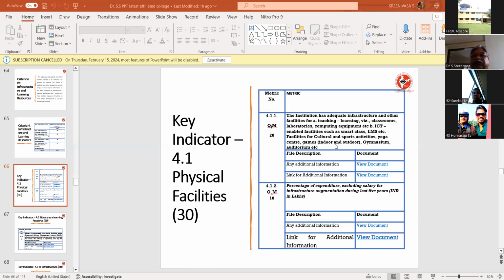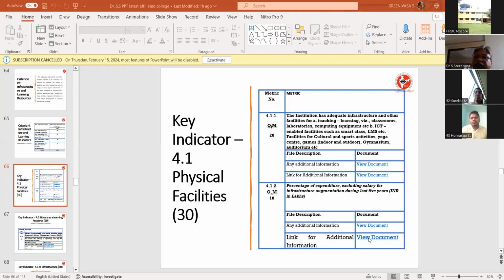In 500 words, you will be writing about this metric, and you have to give supporting documents. This is verified by the peer team member, and they will give the score accordingly. Percentage of expenditure excluding salary for infrastructure augmentation: what new things are added to the campus in that particular assessment year? How much money is spent has to be recorded in lakh.